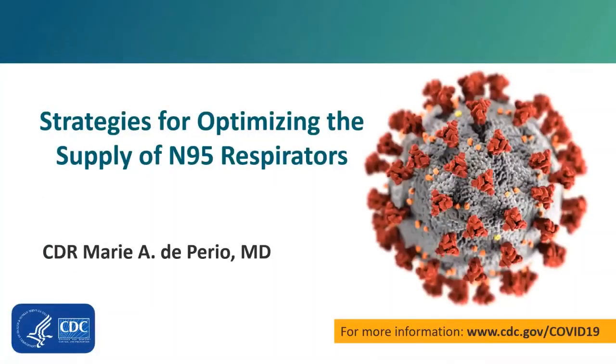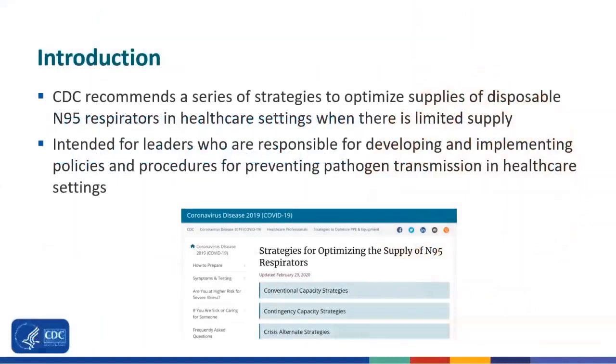Thanks, Dr. Kuhar. So I'm going to give more context as to why the focus of this presentation is elastomeric respirators. Next slide, please. In February 2020, CDC published a web page that provides strategies for healthcare settings to optimize supplies of disposable N95 respirators when there's limited supply, while maximizing the level of protection offered to healthcare personnel. So the web page is intended for leaders who are responsible for developing and implementing policies and procedures for preventing infectious disease transmission in healthcare settings.